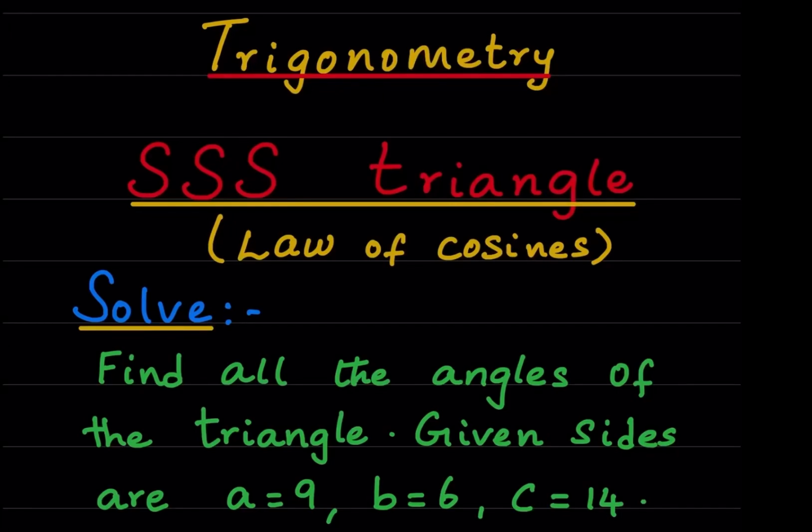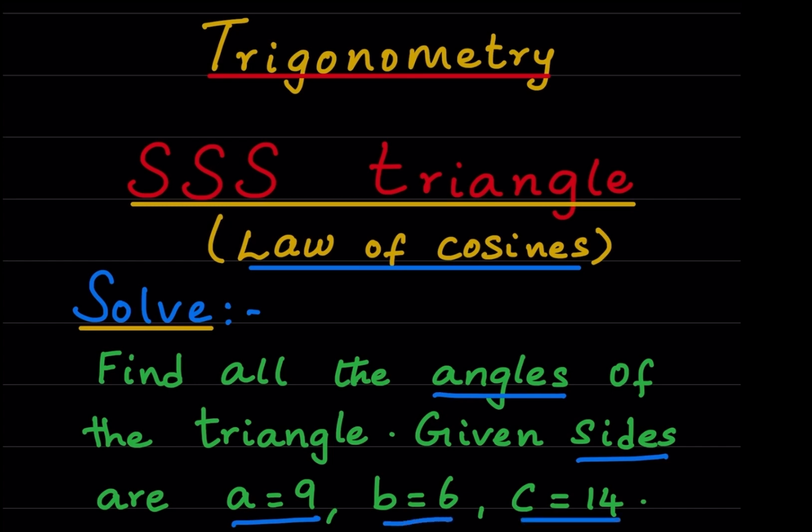Hello everyone. In this video we are going to learn about SSS triangle. I am going to show you how to solve this problem using law of cosines. Find all the angles of the triangle and given sides are A, B and C. Since all the three sides are given, it's a SSS triangle.